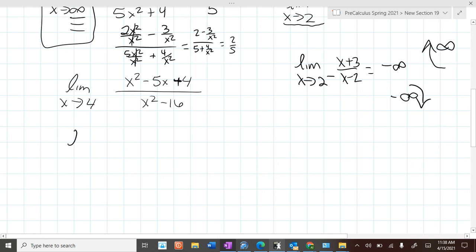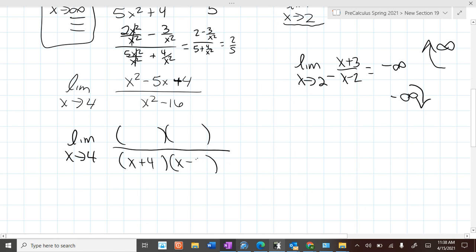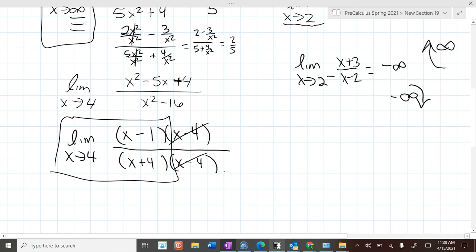Factor. So if we can factor, we factor. x plus x minus 4 and x minus 1. On the top, the signs are the same, they're both negative. Factors of 4 are 1 and 4 that add up to negative 5. They cancel. That's what we have left.